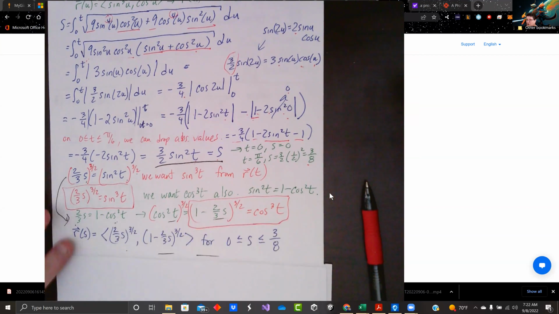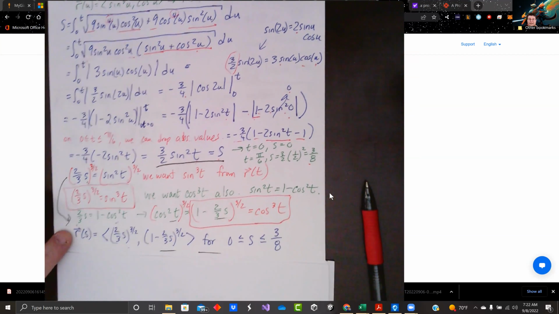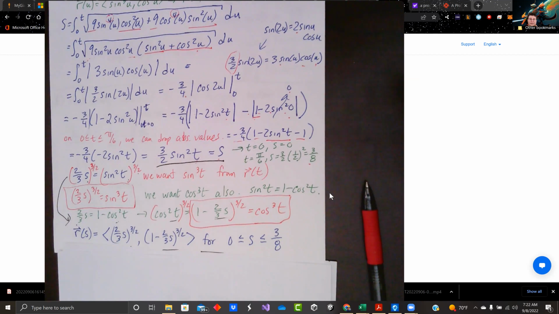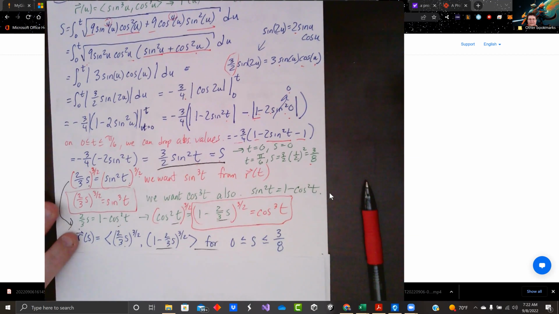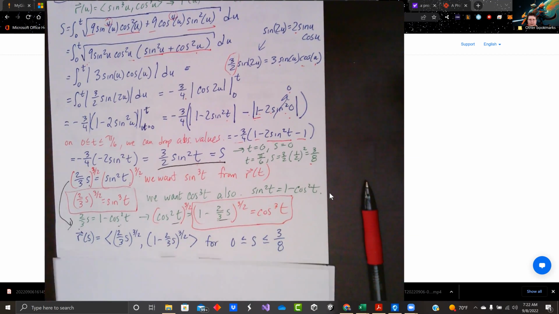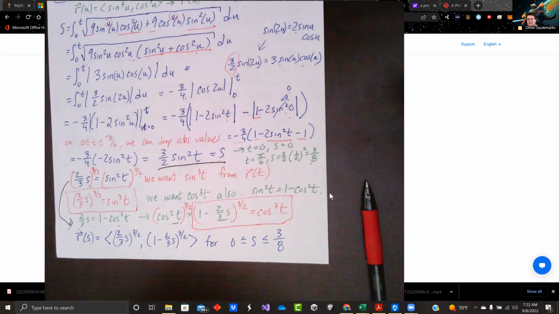Ta-da! That's r of s. 2/3 s to the 3/2 power for x, 1 minus 2/3 s to the 3/2 power for y, and s is going from 0 to 3/8. It's not a very pretty change of parameter, but it will give us steps that might be better.